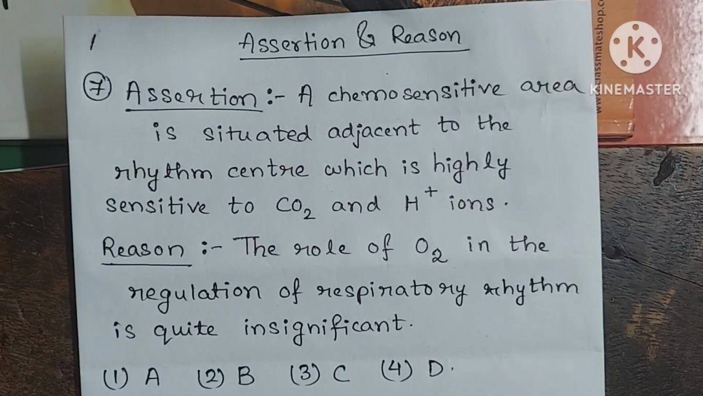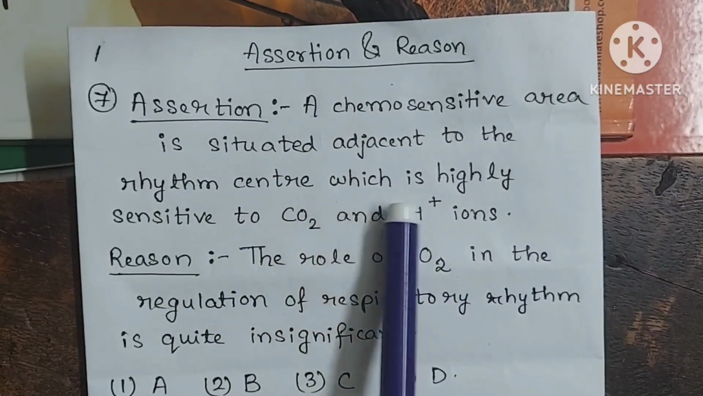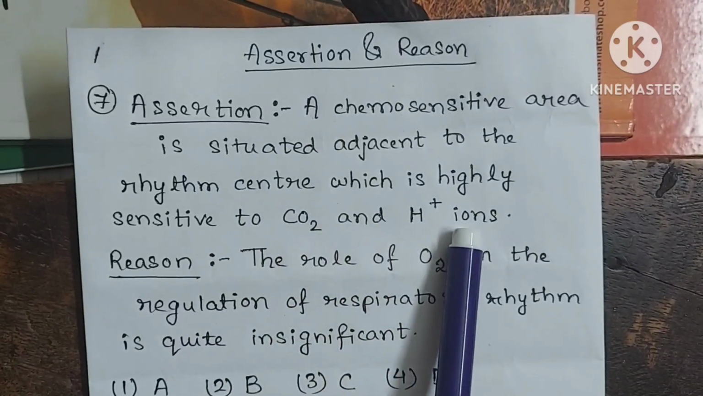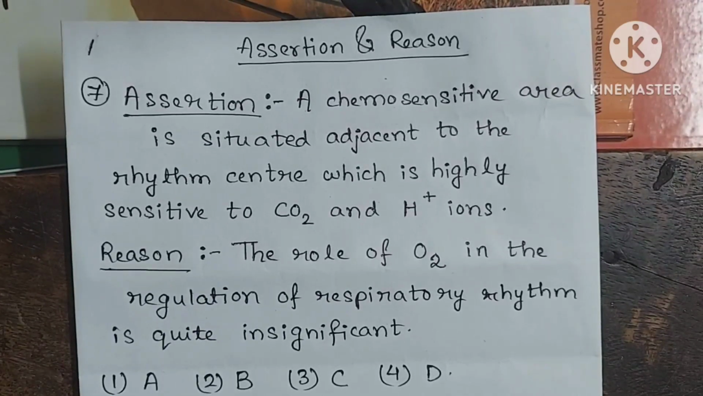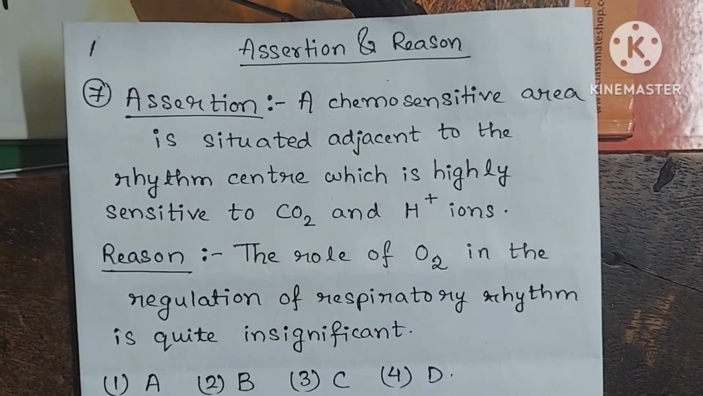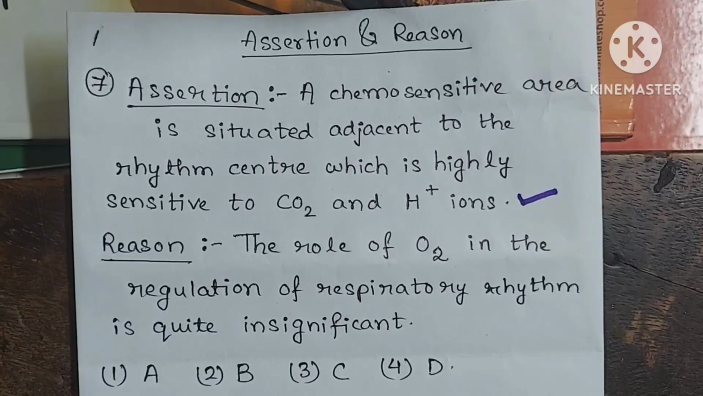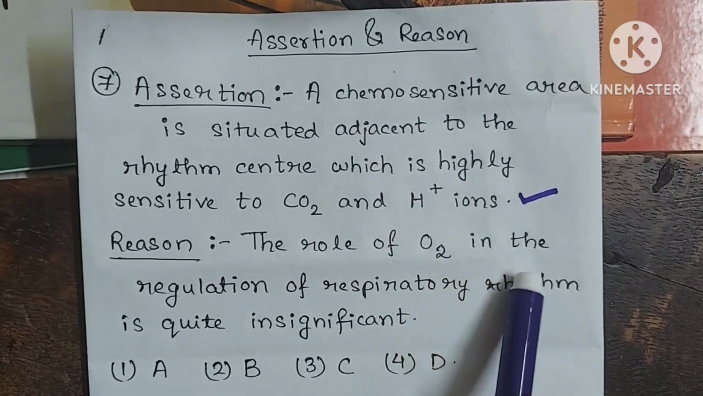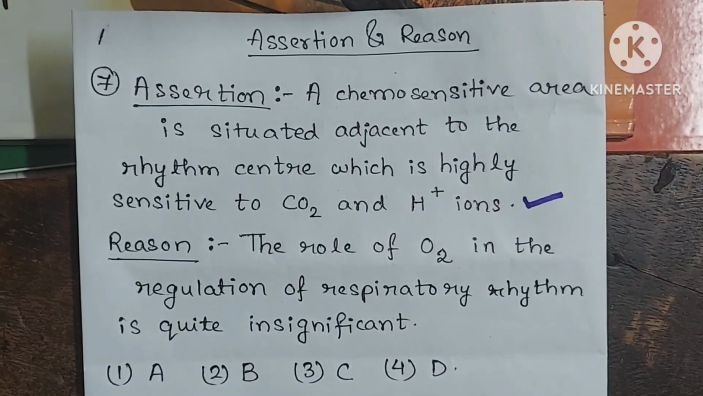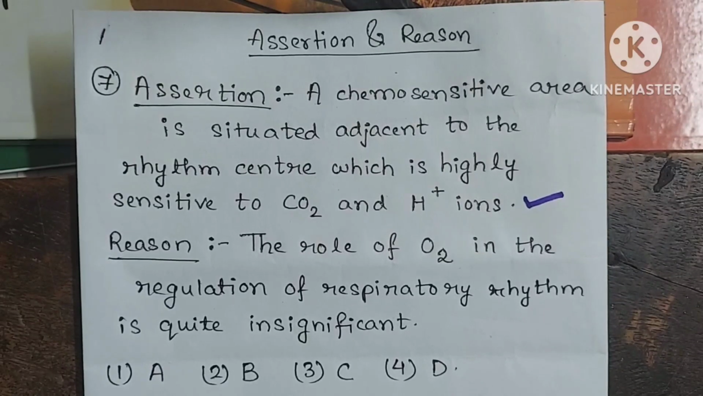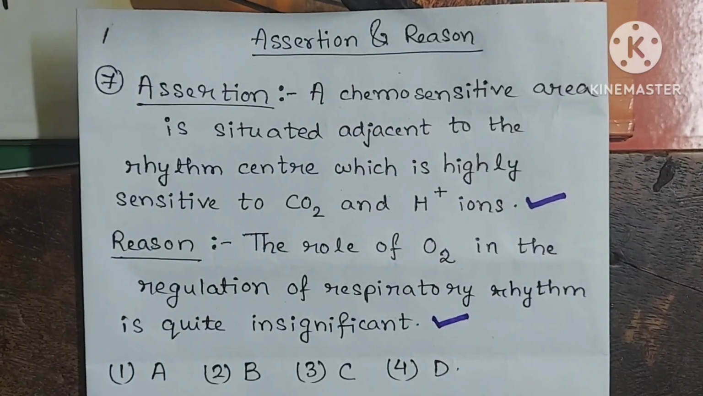In question number 7, the assertion is: the chemosensitive area is situated adjacent to the rhythm center, which is highly sensitive to carbon dioxide and H plus ions. Yes, this statement is correct. Now the reason part: the role of oxygen in the regulation of respiratory rhythm is quite insignificant. Yes, oxygen has no role in the regulation of the respiratory rhythm center. This statement is also correct.